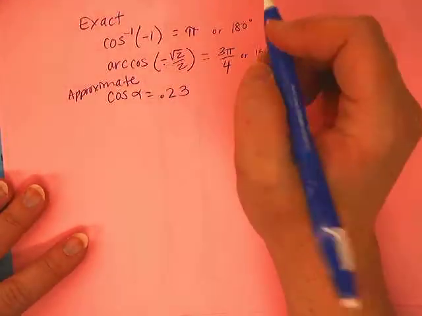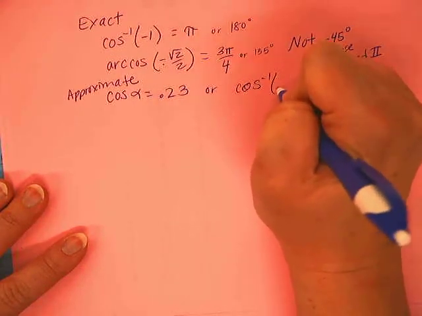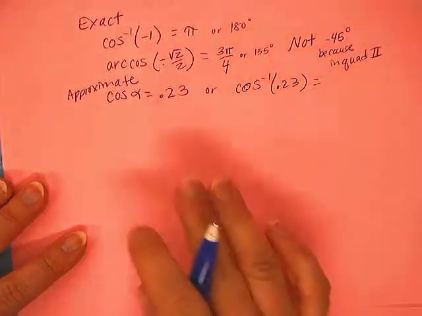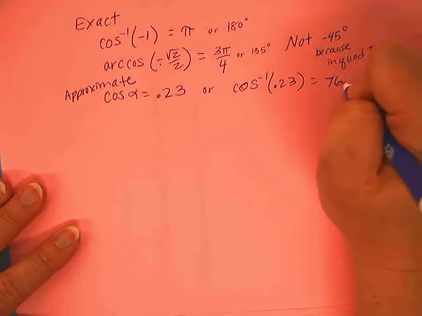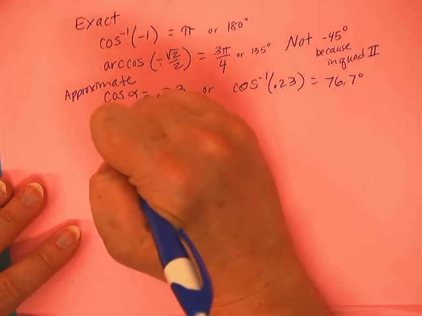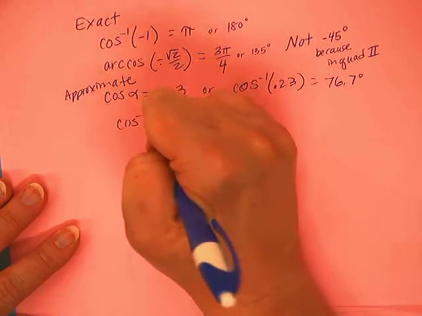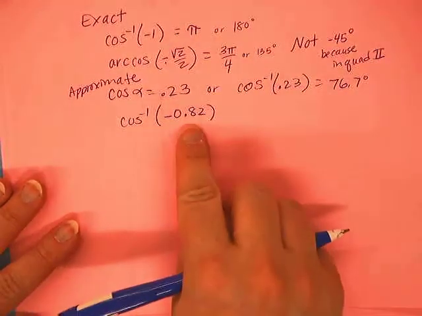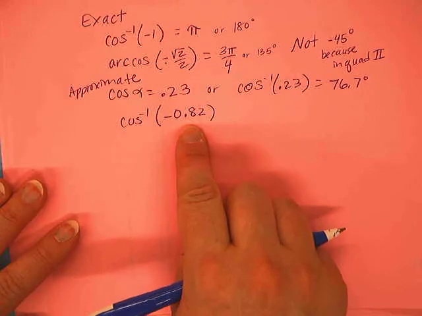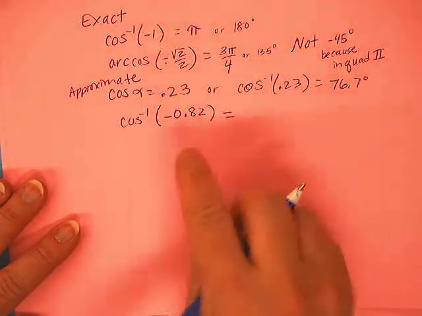Okay, let's just experiment with these on our calculator. So cosine of alpha equals 0.23. Let's do approximate for these. So in your calculator, you're going to do the inverse cosine of 0.23, which is, I don't know, so tell me. 76.7 degrees. Okay.